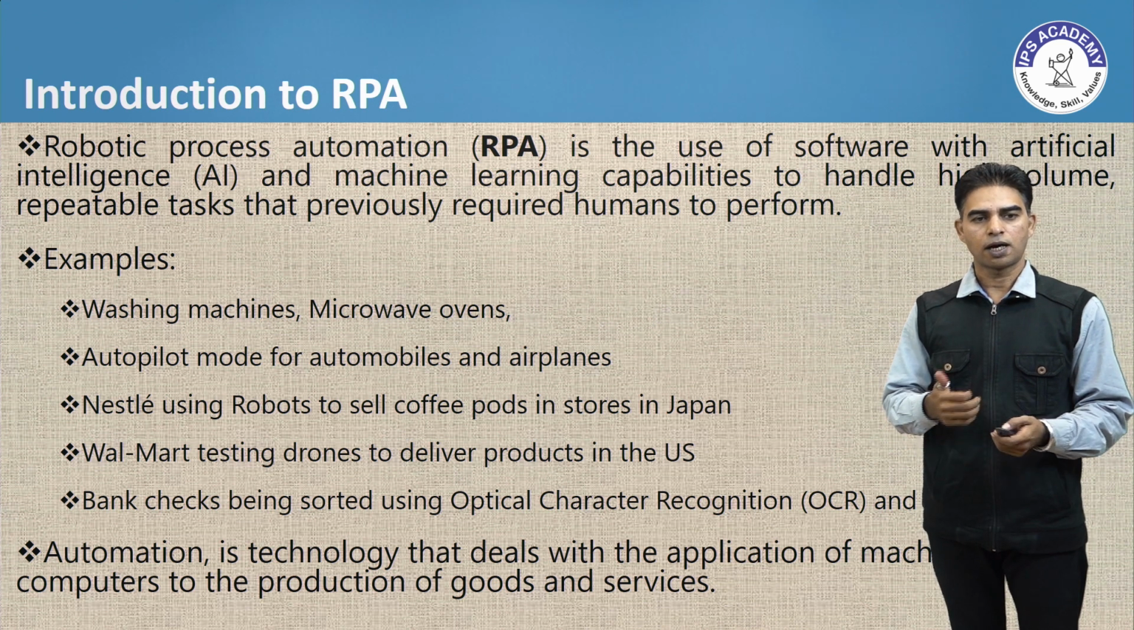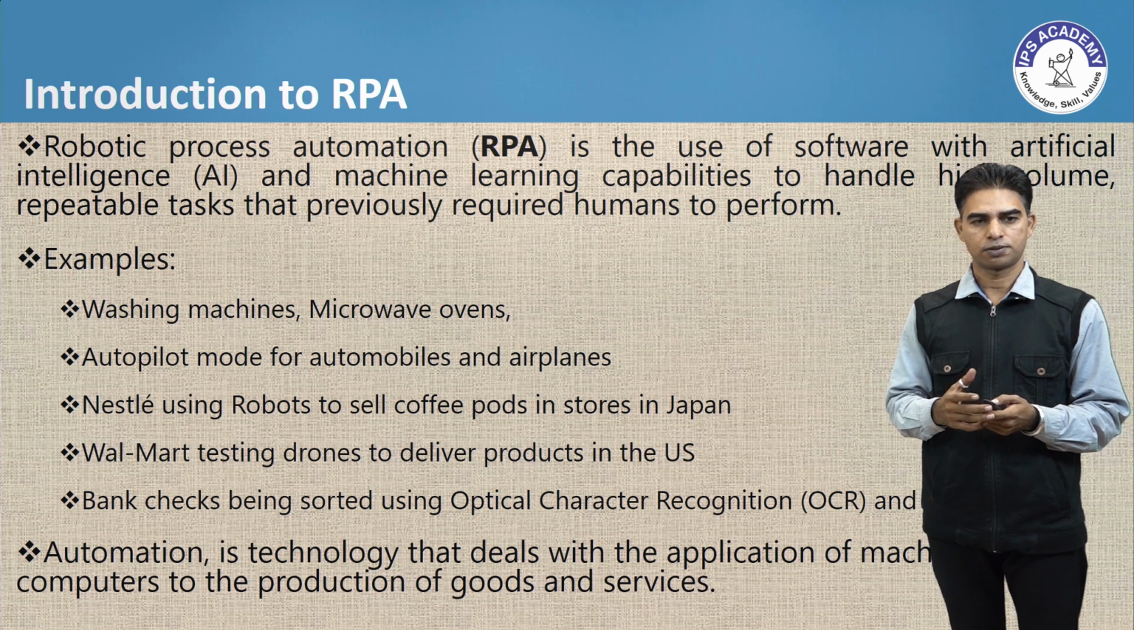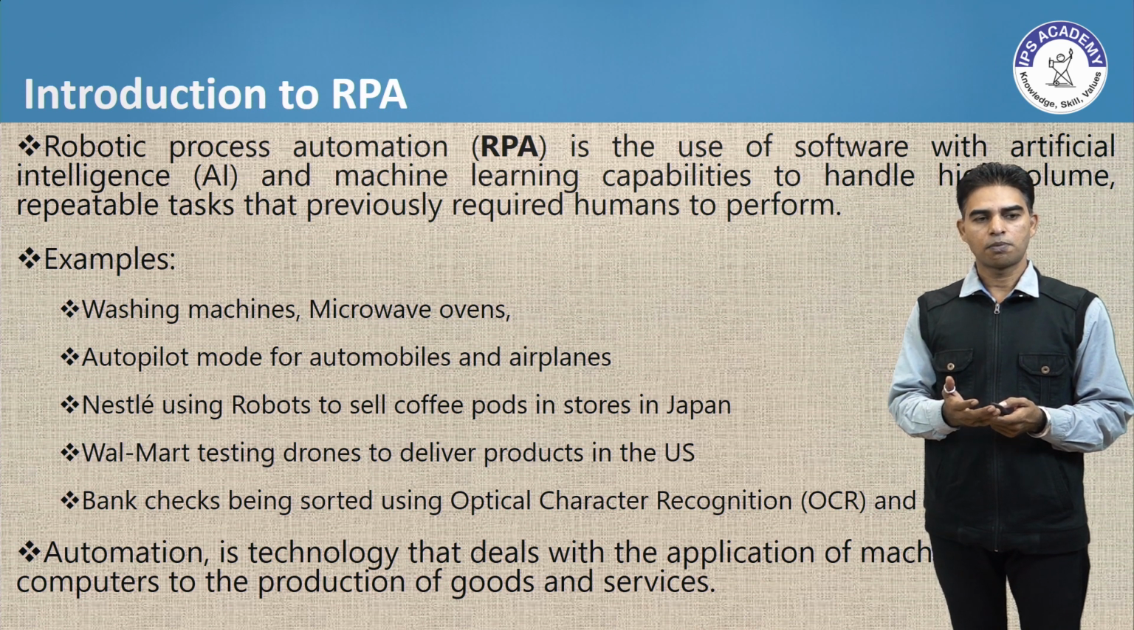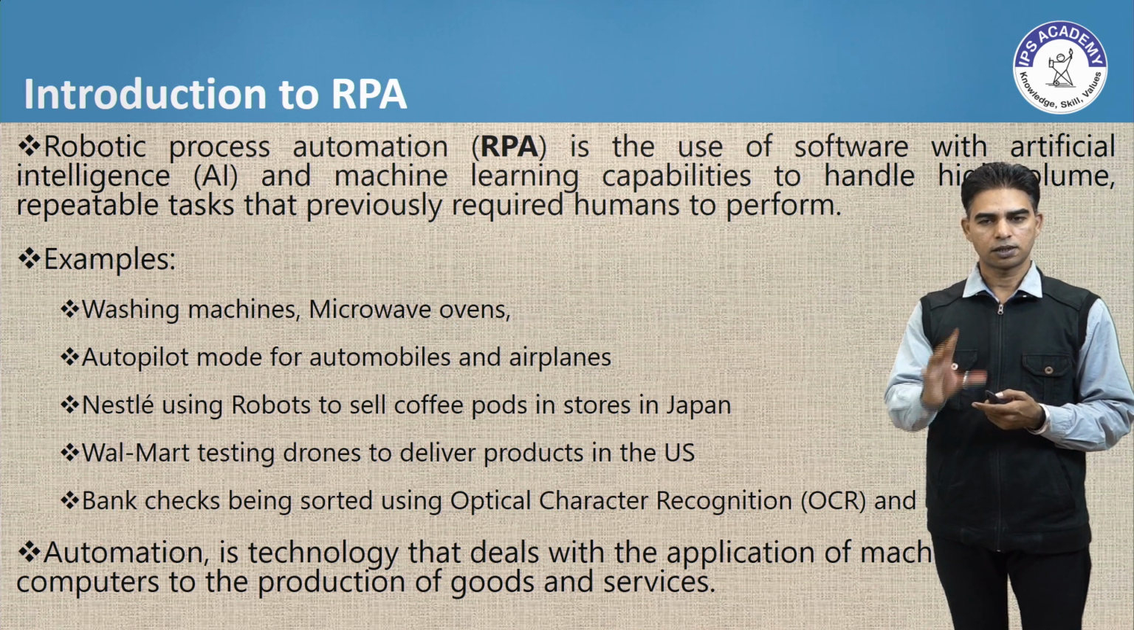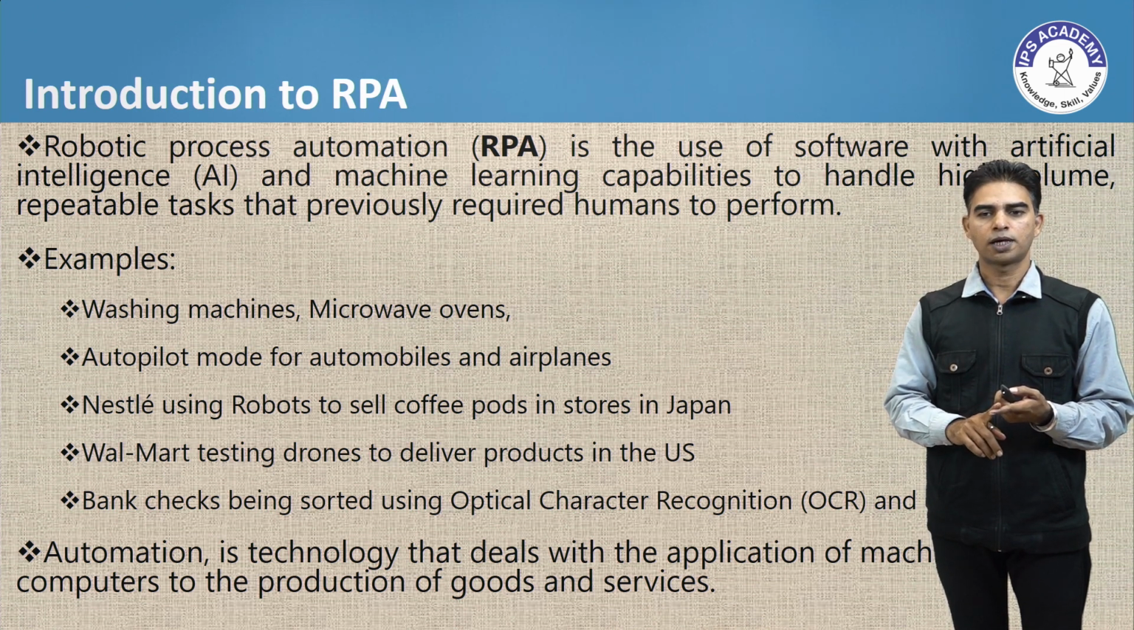Repeatable tasks are also there. When the same task is repeating many times, like in a washing machine or microwave oven, a single type of task is there. So why would we use a human for that? Because the task is simple and repetitive day to day. When we have a repetitive task, we make a machine to do these things.